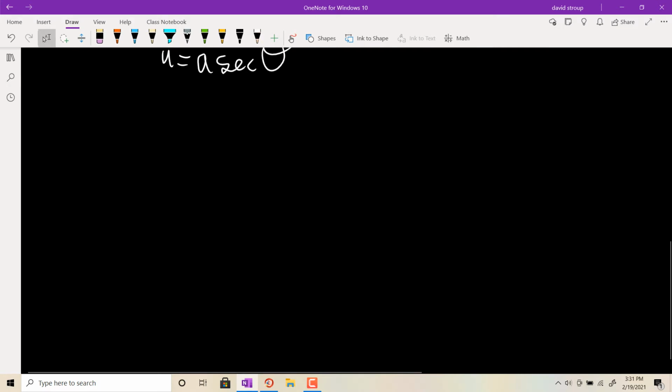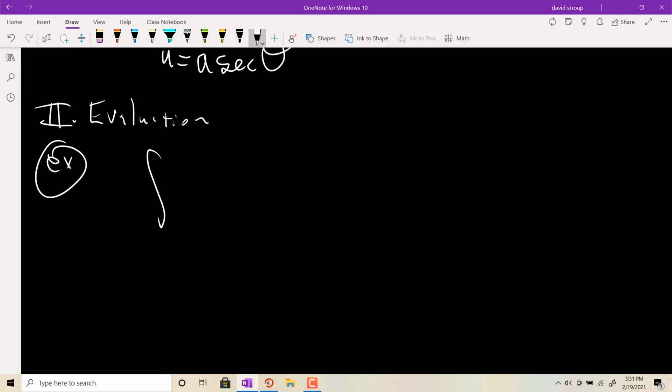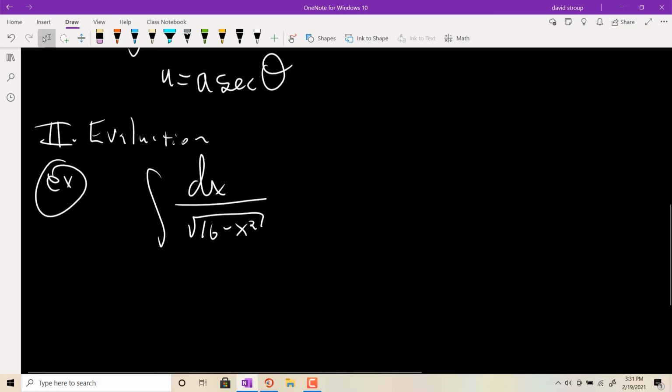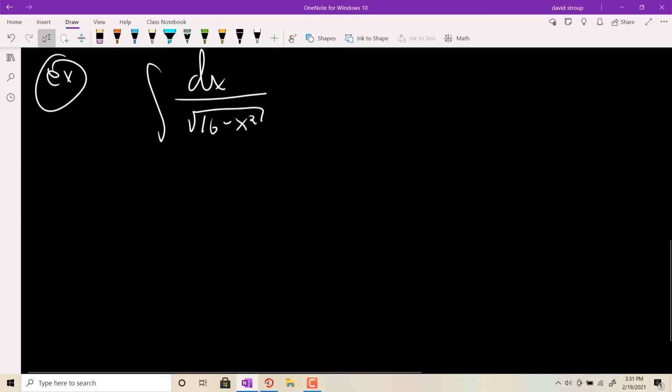So anyways, section 2, here's how it goes, evaluating. Okay, so here's an example. I have dx all over the square root of 16 minus x squared. We already know the answer to this because it's a sine inverse form, so the answer will be sine inverse of x over 4, right? So we know the solution. Let's see if we can work through this process doing a trig sub instead, right?